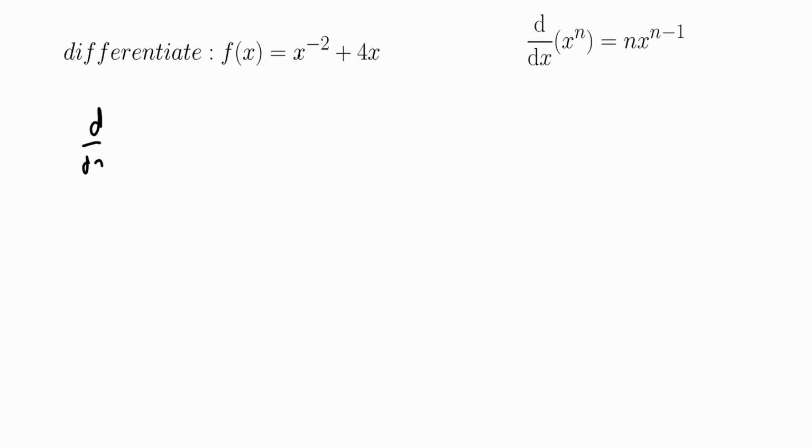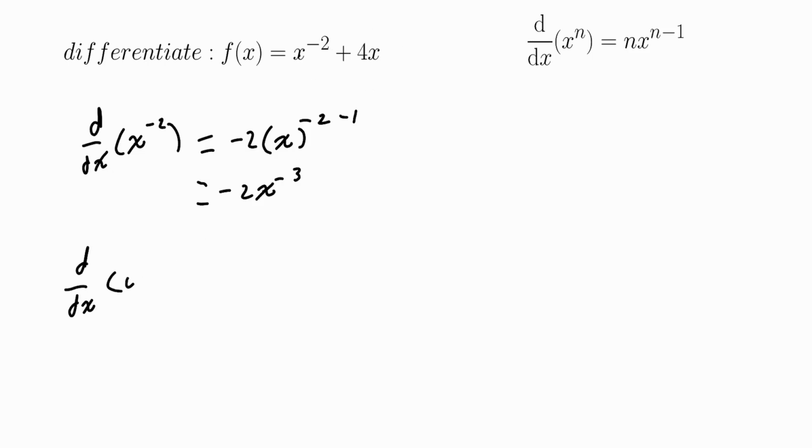So let's take the derivative of x to the negative 2. If we bring the power down, it's going to be negative 2 times x to the, and then we subtract 1 off the power, negative 2 minus 1. And so this is going to be negative 2 times x to the negative 3. So now let's take the derivative of the second term. So the derivative of 4x, and I'm going to do this one faster, if you remember from last time, it's simply equal to 4.